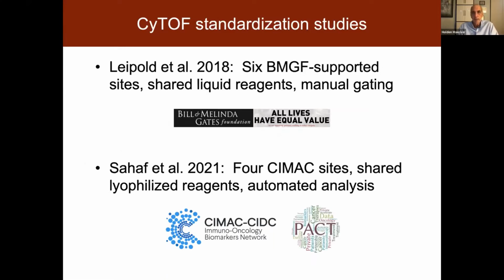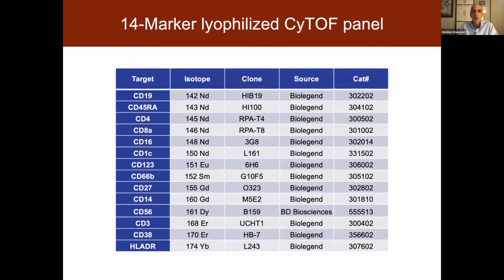Again, supported by PACT and the CIMAC network, and led by the group at Sinai and Stanford. So we had this lyophilized CyTOF panel that Mount Sinai had generated in collaboration with the HIP-C network. It's a 14 marker panel, which is admittedly a little bit underwhelming in terms of the capabilities of CyTOF, but it's meant to be just a backbone panel of common lineage markers to which you can add in additional markers, which we did for this study. So this was our lyophilized panel.